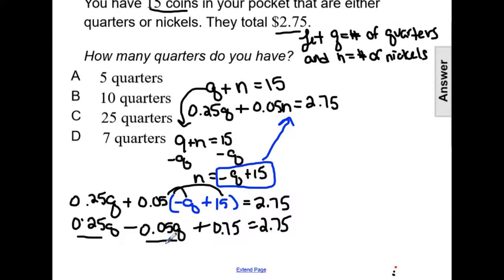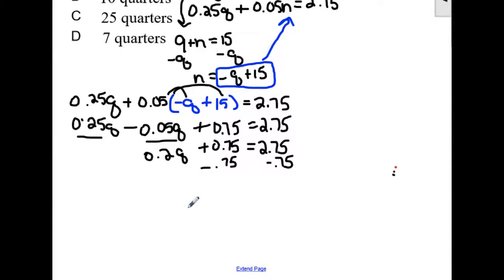So 0.25 Q minus 0.05 Q is going to be 0.2 Q, plus 0.75 equals 2.75. We'll subtract 0.75 from both sides, which will make 0.2 Q equals 2. And if we divide by 0.2, we will get that Q equals 10.